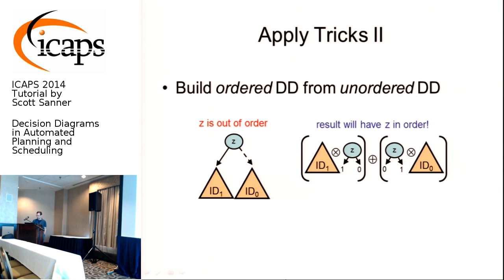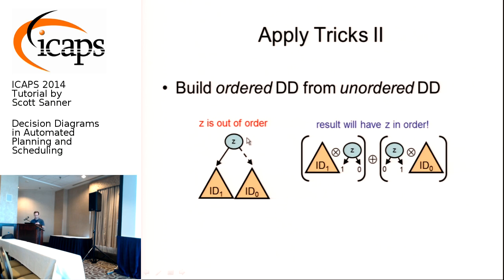Okay, I said earlier I would tell you how you could build an unordered decision diagram. It's definitely not canonical because it's unordered. And how you can build an ordered decision diagram from that. You can do this recursively with the apply algorithm. I'm only going to focus on the recursion here. You just do it bottom up.